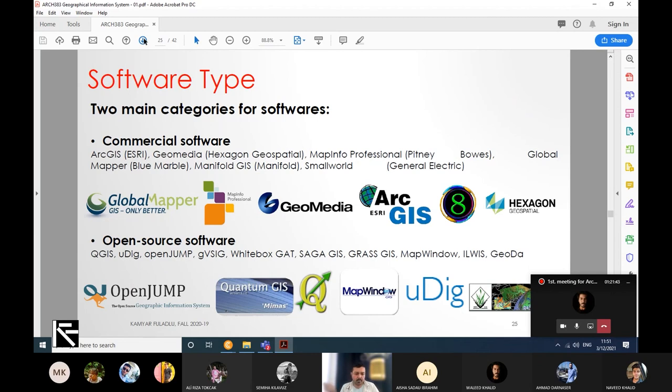But for open source, we have uDig, we have OpenJUMP. The very famous one is QGIS. We have many, many different things, such as GRASS GIS, MapWindow, etc. GeoDa. These are all open software. Of course, the same thing in other software is also valid. For instance, Microsoft Windows is a commercial one, and we have Open Office, something like this. I forget right now the name. Or for Autodesk, AutoCAD is commercial, but we have JustCAD, which is open source software.